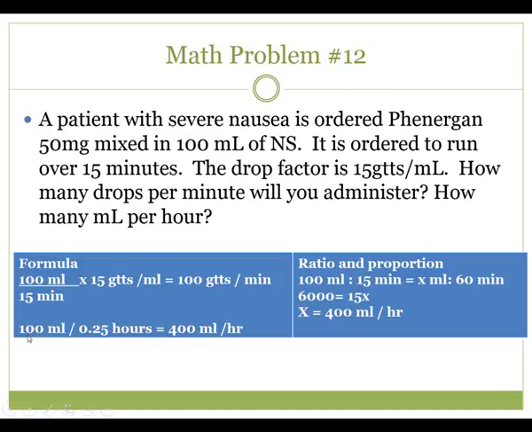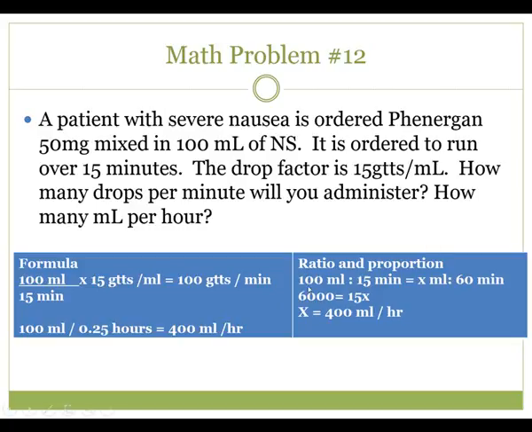To solve it with the mils over hours, you would say 100 mils is to be given in 0.25 hours. That's a quarter of an hour. And what you'd have to do is take your quarter of an hour, or put your 15 over 60 basically, and turn it into a decimal, which is 0.25 hours. And that runs at 400 mils per hour to give him this dose.